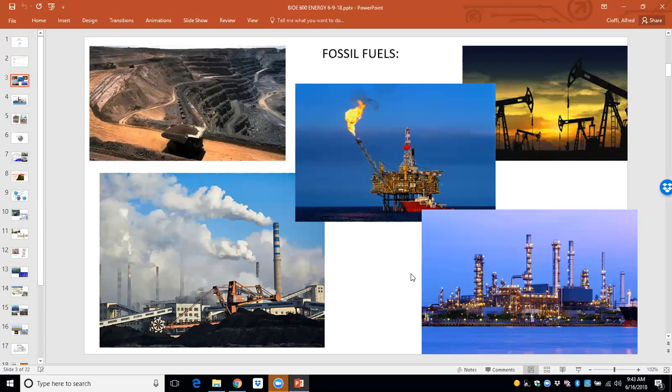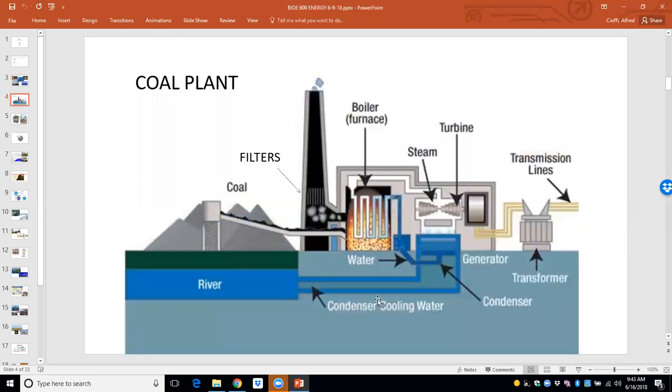But this one is burning toxic gases coming out from the petroleum well. And this is an actual oil refinery, a petroleum refinery, which is, again, a very complex process, and many products come out of petroleum. I'll show you a pie chart in a few minutes of all the different products that come out of petroleum today. So these are just some examples of fossil fuel use.